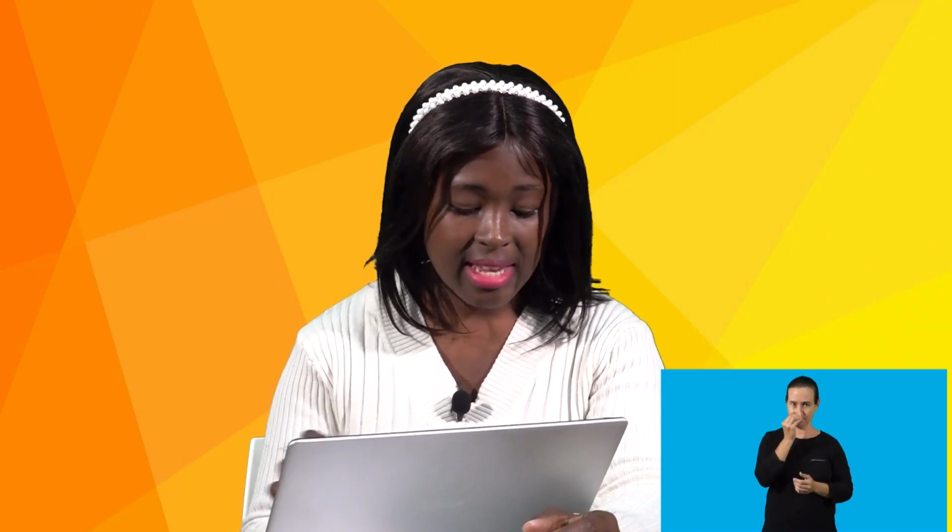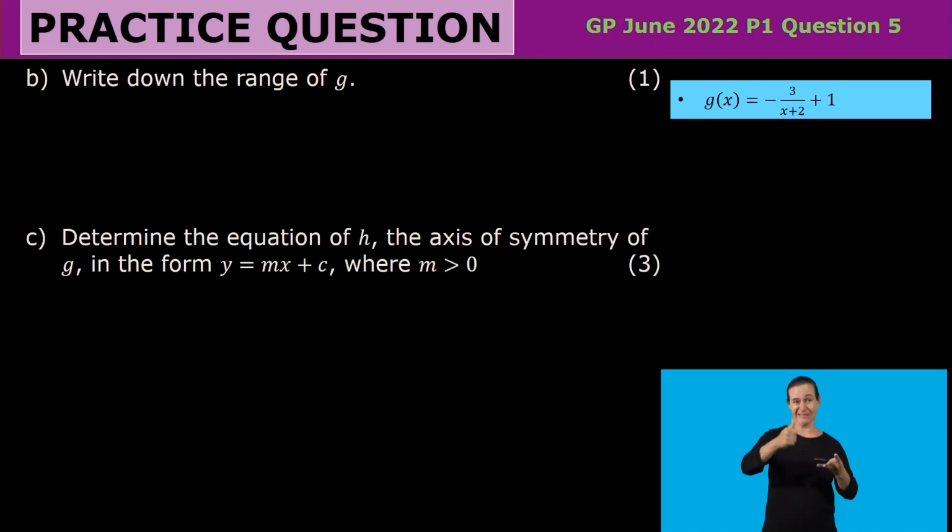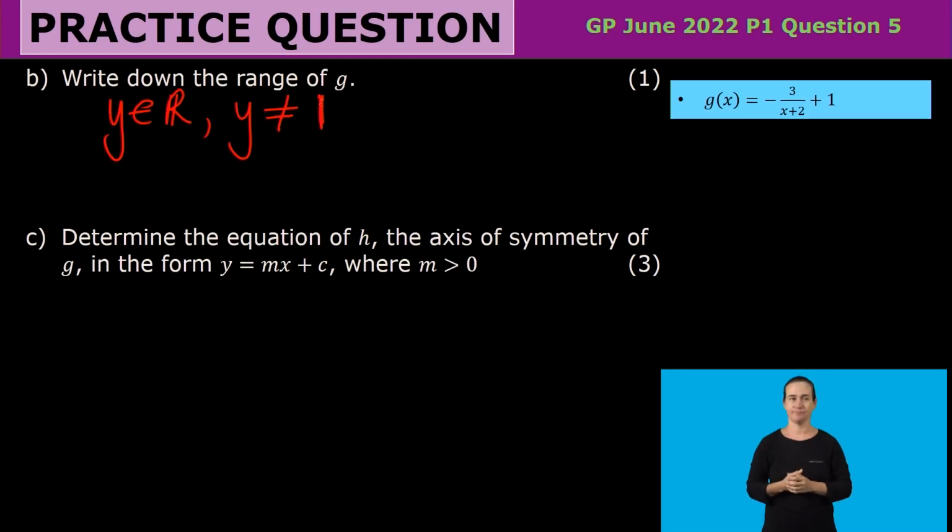Let's look at the next question under this hyperbola. It says there, write down the range of g. Now we know that the range is referring to the y values, and we know that when it comes to a hyperbola, the y values are all the values that exist except for one value only, and that would be the asymptote. So we can say there that y is an element of real numbers except for the horizontal asymptote, which in this case is a positive 1. So y is an element of real numbers, but y cannot be a positive 1.